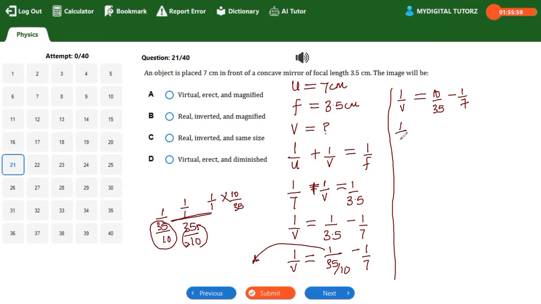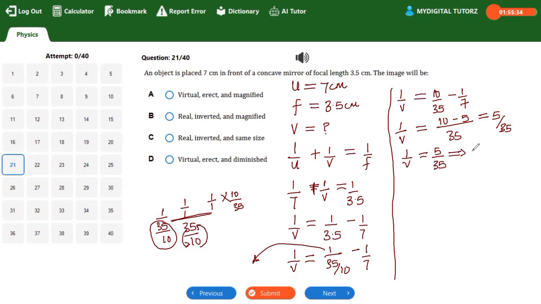So coming here, I have 1 over v equal to, the LCM is 35. 35 in 35 is 1, 1 times 10 gives me 10. 7 in 35 is 5, 5 times 1 gives me 5. That will be 5 all over 35. So I have 1 over v equal to 5 over 35.